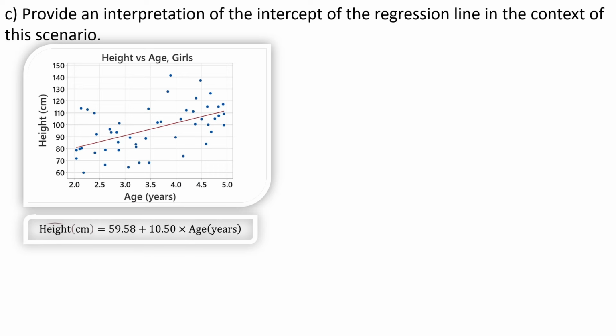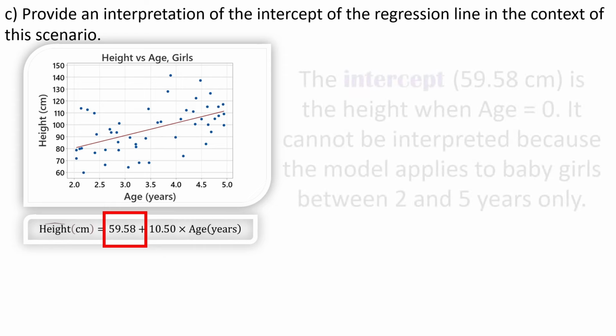Provide an interpretation of the intercept of the regression line in the context of this scenario. So just to remind you, the intercept is the number that's sitting by itself. It's not multiplied by the predictor variable. That's called the y-intercept. The height would be predicted to be that value if the age was 0. However, we cannot make that interpretation for a very good reason.